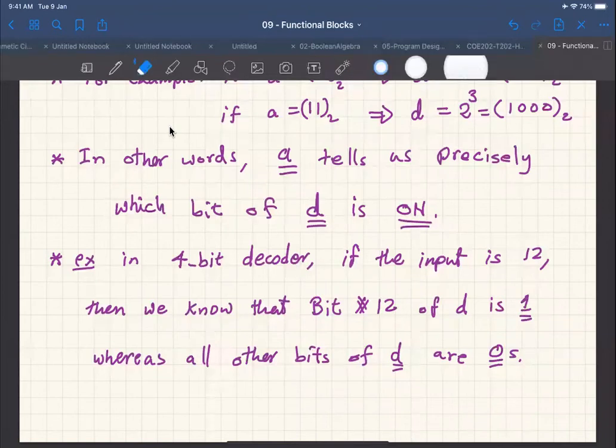I'm sorry, I made a mistake. It's not 4-bit. It's a what? Who can tell me? A 4 to 16, which is 4 to 2 to the 4, which is 4 to 16. So the decoder has how many outputs? 16 outputs, and we know that if the input is 12, then bit number 12 is going to be 1, and all other output pins, or bits, are going to be 0.